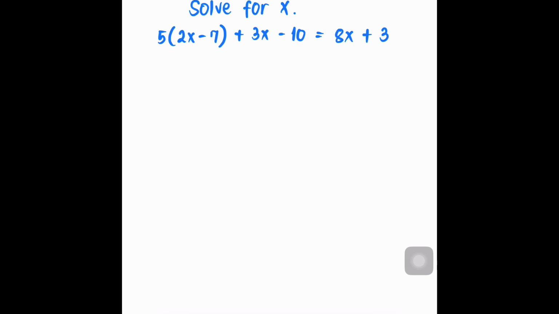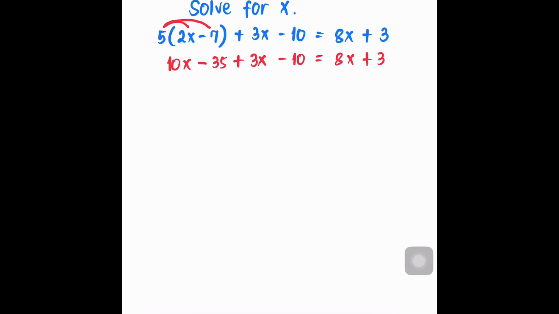When you say distributive property, if you remember from the previous videos, the operation will be multiplication. So 5 times 2x is 10x. 5 times negative 7 is negative 35. Now for the rest of the terms, we just simply copy them. So we copy plus 3x minus 10 equals 8x plus 3.